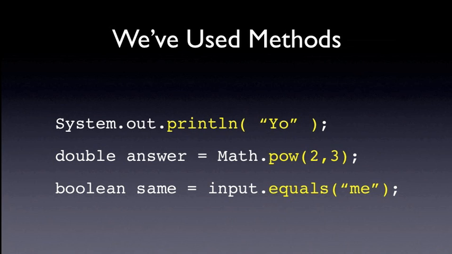Same thing goes for the equals method here. Because it returns a value, it's going to take the string "me", compare it to the value stored in input, and then generate a boolean of true or false, and then I'm capable of storing that answer into the variable same. The method at the top does not return a value. The method at the top, println, just prints to the screen.